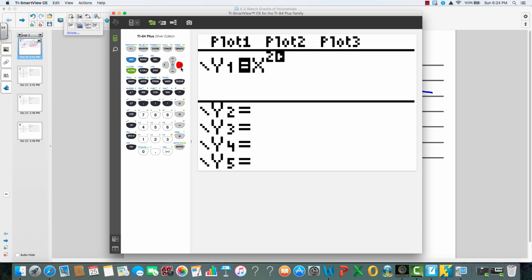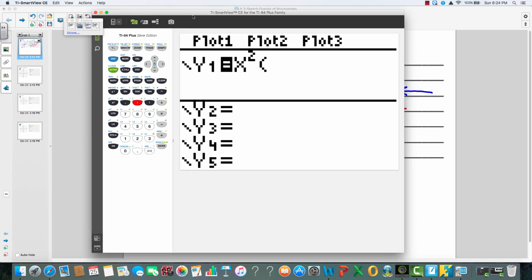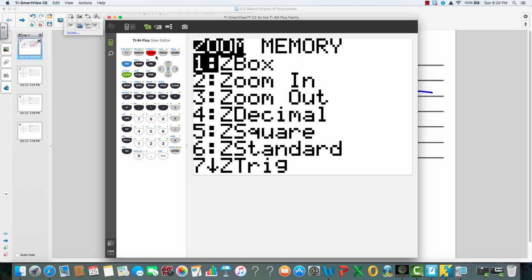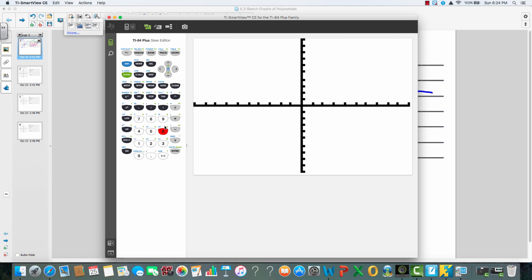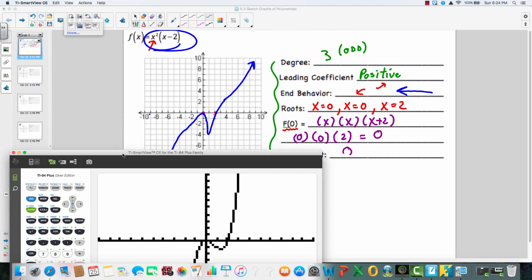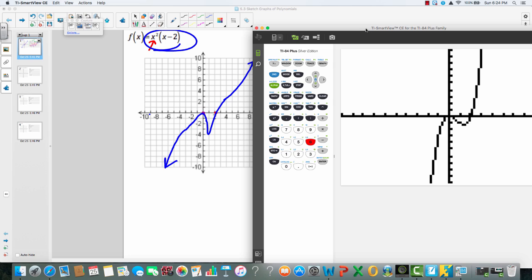X squared, parentheses, sorry, x minus 2. I just forgot. X minus 2. Okay, zoom 6 will give you a nice 10 by 10 graph. Yeah, that's it. I mean, sort of. Hang on. There we go. Yeah, they look all right.